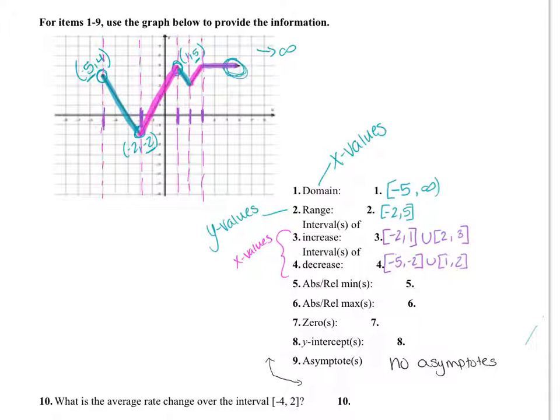Now we're going to look at our relative and absolute minimum and maximum. Let's start with our minimums. For our minimums, we want to find our lowest, basically, dips in our graph. So we have a low dip here, which again is at -2, -2. And then we have another dip here at 2, 3.